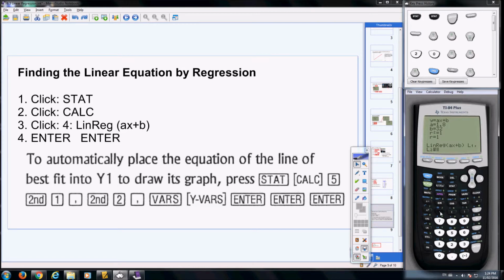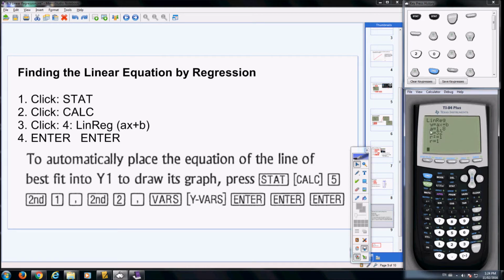And then I need a comma again, and then I have to tell it where to put that equation for me. So there's where I pick up my Vars button, over to Y-Vars, and I want a Function. So I hit Enter, and I'm just going to put it in Y1. Enter. It comes back to my working screen, and I've got everything I want, so I hit Enter.